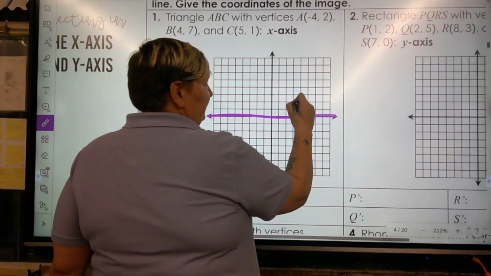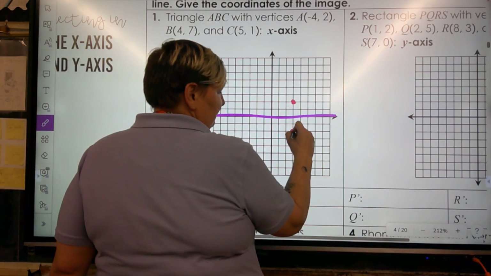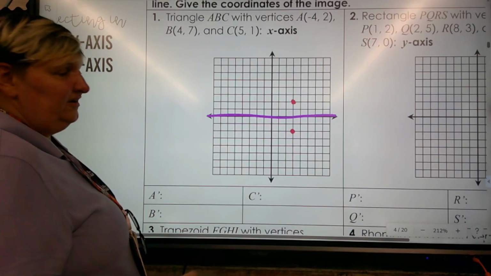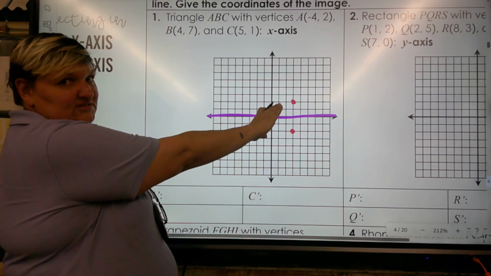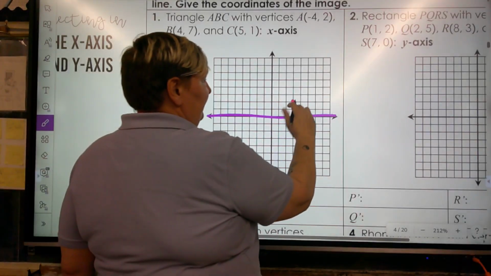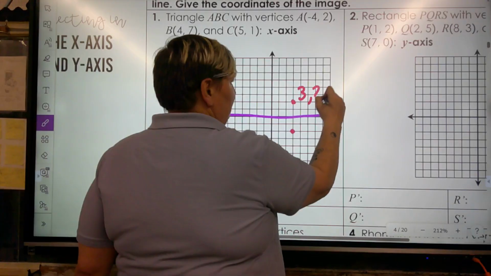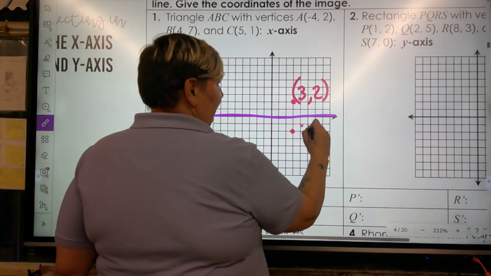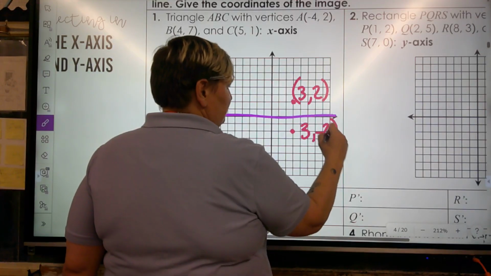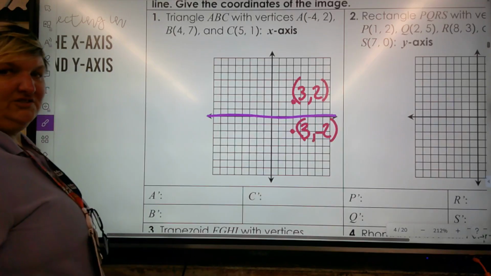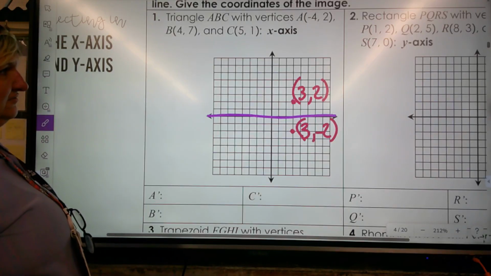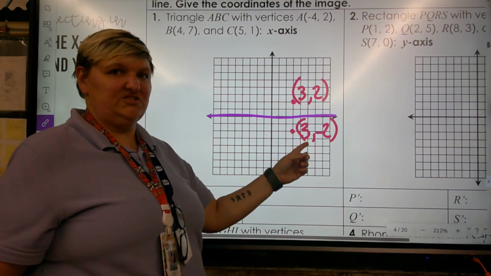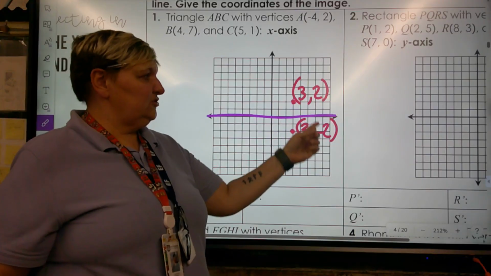So remember that they're the same distance from the line of reflection. I just picked two random points, right? This point is 3, 2. This point is 3, -2. What changed? Between these coordinates and these coordinates, what changed? The 2 became negative.